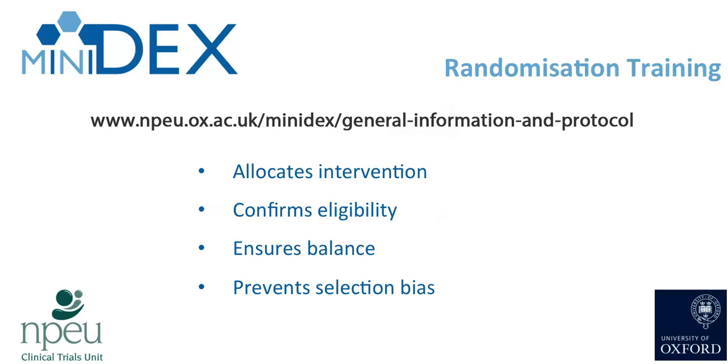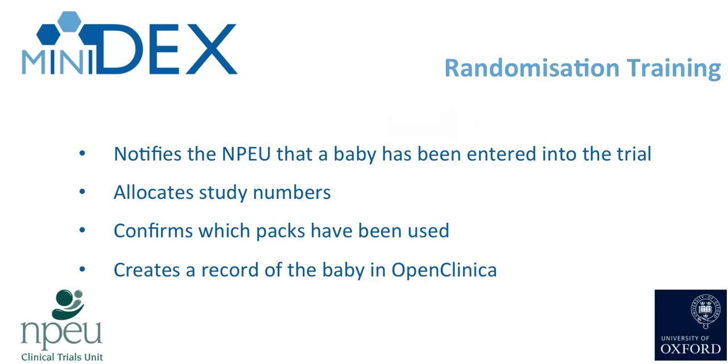The randomization program for Minidex will allocate a baby's study number and their PAC ID after confirming they have met all of the eligibility criteria. If a baby does not meet all of the eligibility criteria, then the website will prevent the user from randomizing the infant. In addition, the randomization program will also automatically create a record of the baby in Open Clinica in preparation for further data collection at various points in the trial.